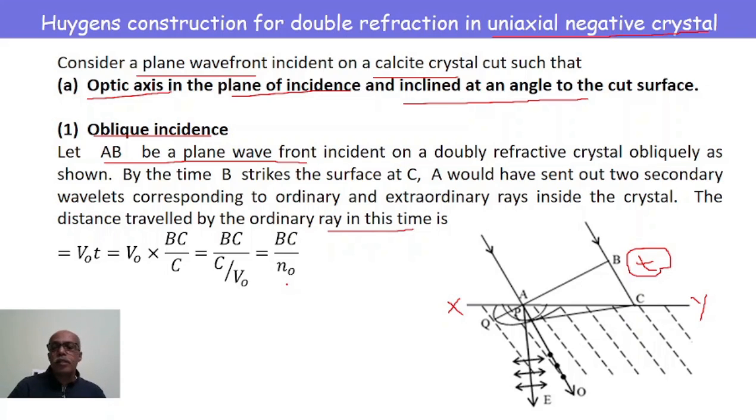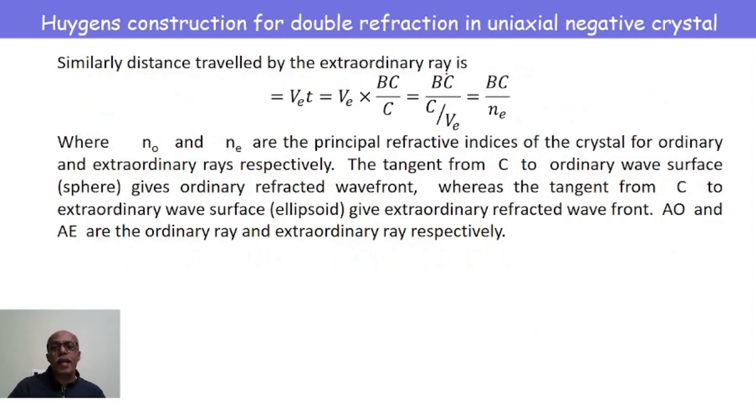Similarly, the distance traveled by the extraordinary ray is equal to VE into t during the same interval of time. That is equal to VE into BC by c, or BC divided by c by VE, or that is equal to BC by NE, where NE represents the refractive index of the crystal for the extraordinary ray.